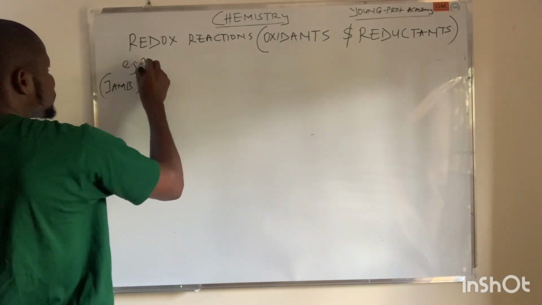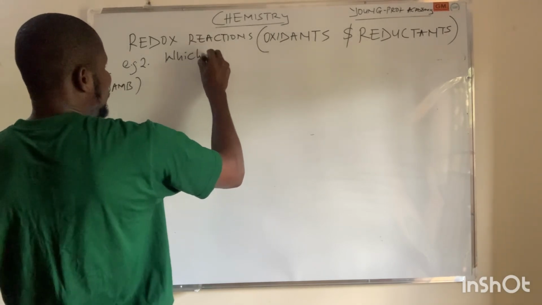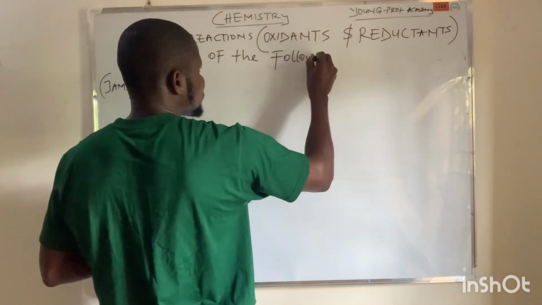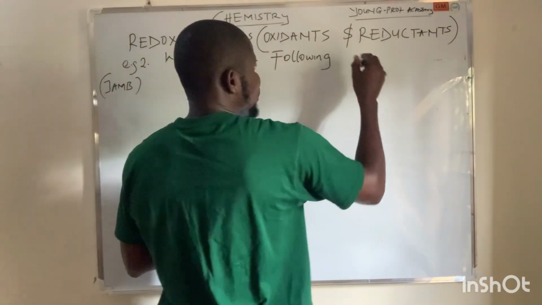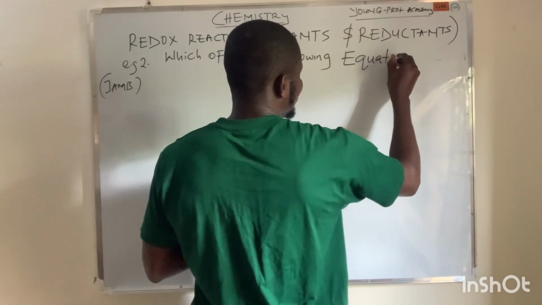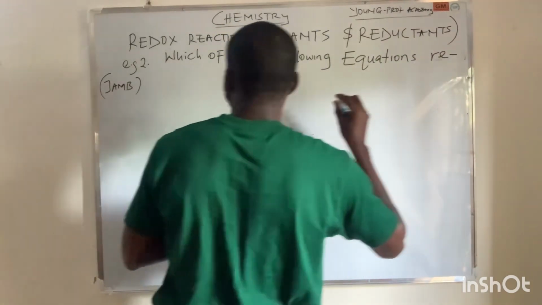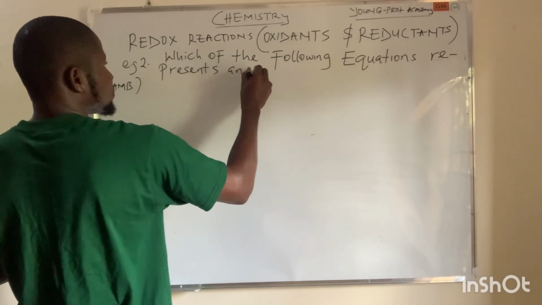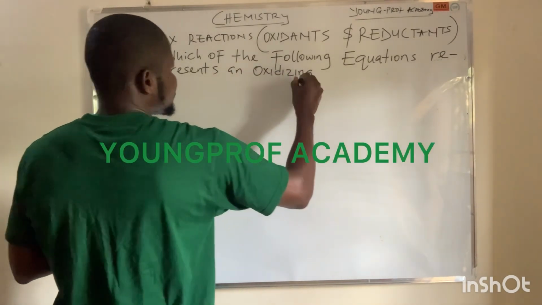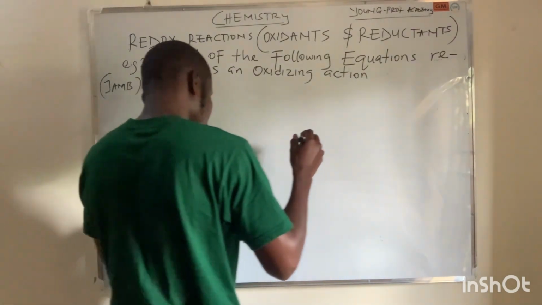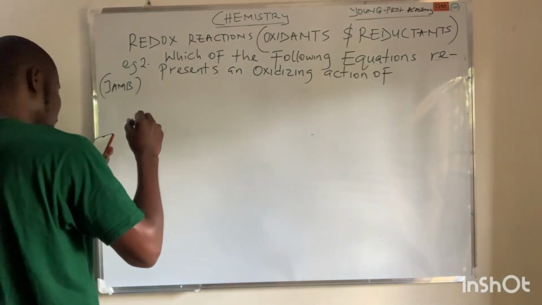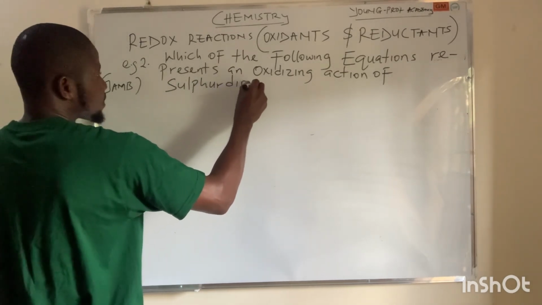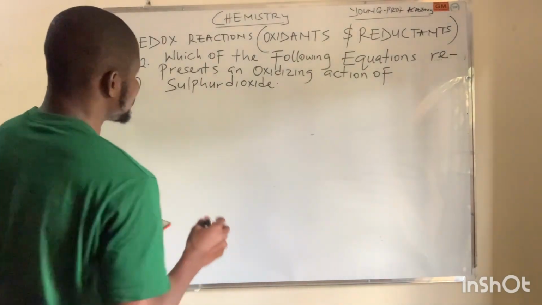Example 2. Which of the following equations represents an oxidizing action of sulfur dioxide? And they gave you options to choose from.